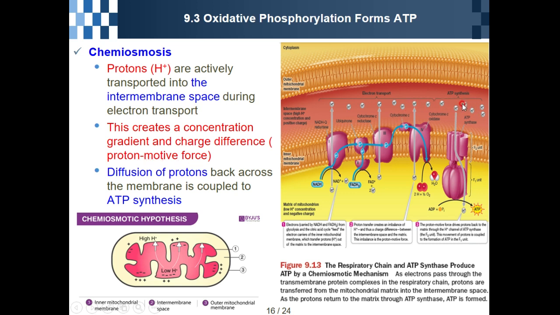So the intermembrane space has the higher proton concentration, so this proton is diffused to the mitochondrial matrix. This is the mitochondrial matrix. So with diffusion of protons back to the mitochondrial matrix, it will make ATP. They will synthesize ATP. That's why we call it chemiosmosis. H plus is chemiosmosis, higher osmosis like this. Okay.